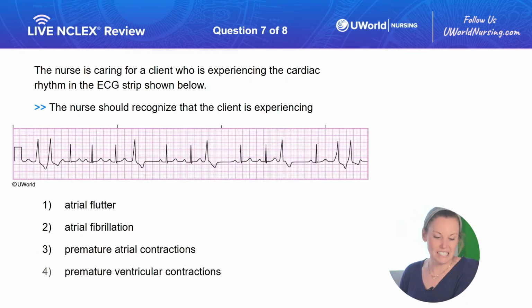Okay, question 7. The nurse is caring for a client who is experiencing the cardiac rhythm in the ECG strip shown below. The nurse should recognize that the client is experiencing option 1, atrial flutter. Option 2, atrial fibrillation. Option 3, premature atrial contractions. Option 4, premature ventricular contractions. All right, drop those answers in the chat.